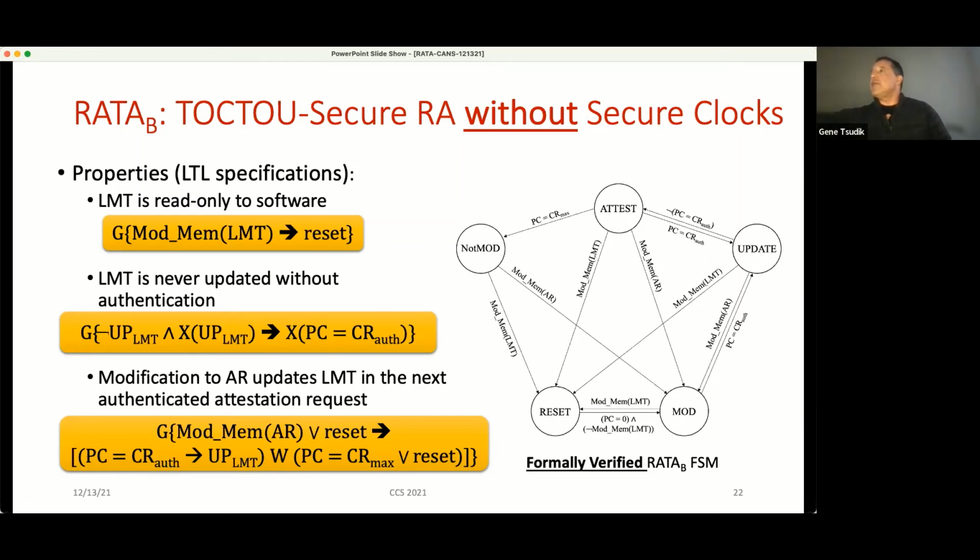Now, just to give you the idea of these states, the not mod state means that nobody has modified the attested region. Okay, attest state means that the attestation is being performed. Okay, the update state means that LMT is being updated. Mod state means that somebody modified the attested region, and of course, reset means that reset is being triggered. So it's a temporary state here.